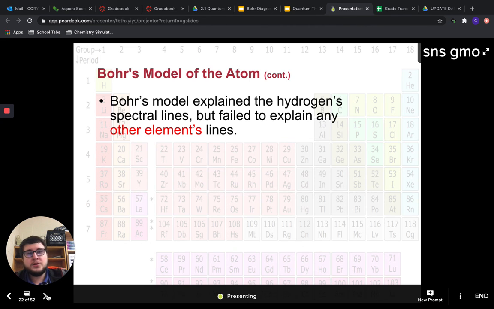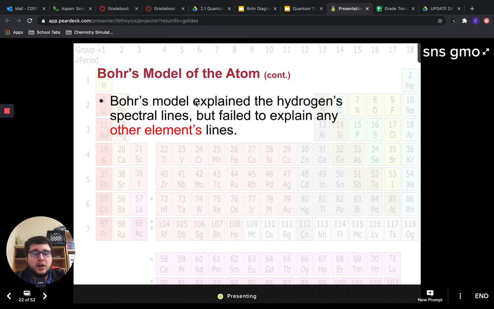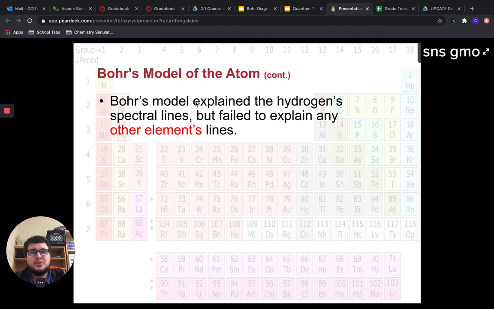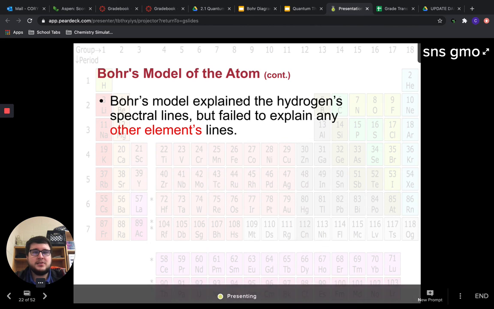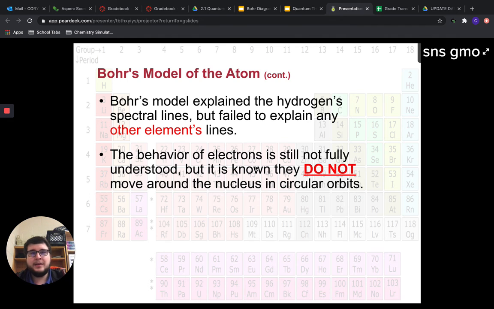Bohr's model explained the hydrogen spectral lines. It explained what colors hydrogen emits when it gets to an excited state, but it failed to explain any other element's lines. So there were still flaws in this model of the atom. As a matter of fact, the behavior of electrons is still not fully understood, but it is known that they absolutely do not move around the nucleus in perfect circular orbits.